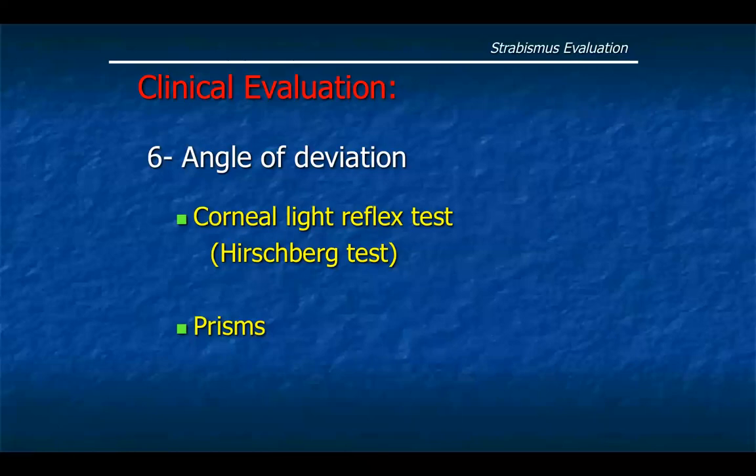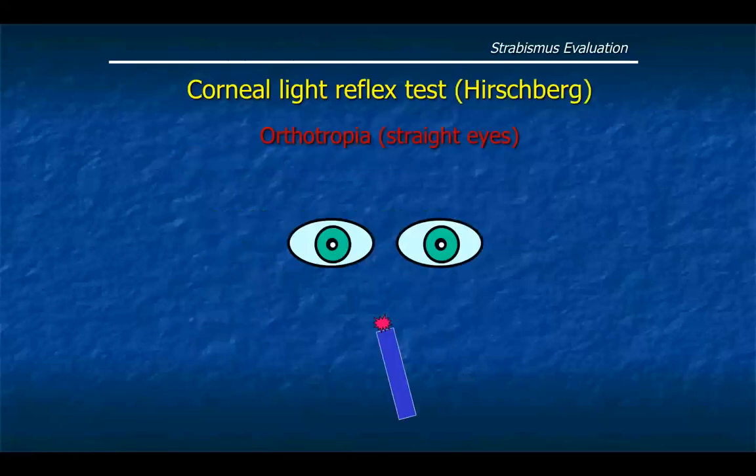How to perform the corneal light reflex test? Our eyes will be exactly in level with the patient's eyes. We should not be higher or lower than the patient, and we should not be on the right or the left side of the patient. We should sit exactly in front of the patient. And we shine a light or torch in the middle between both eyes, exactly in the middle.